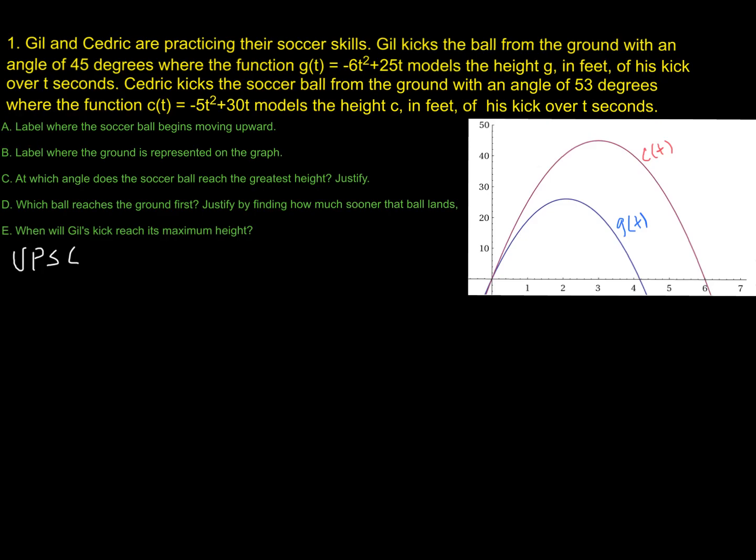So the information that they give us are the degrees at which, the angle at which each kick is being made, and more importantly, the function that models the height over the time. So to understand each function, we need to understand what the independent and dependent variables are. The independent variable here is time. In fact, almost every single instance that we have time involved in a function, it's going to be the independent variable. And that should make sense because a lot of things will depend on the time you're at. And in this case, what depends on the time is the height. As we're told, the height, g in feet, of his kick over t seconds.